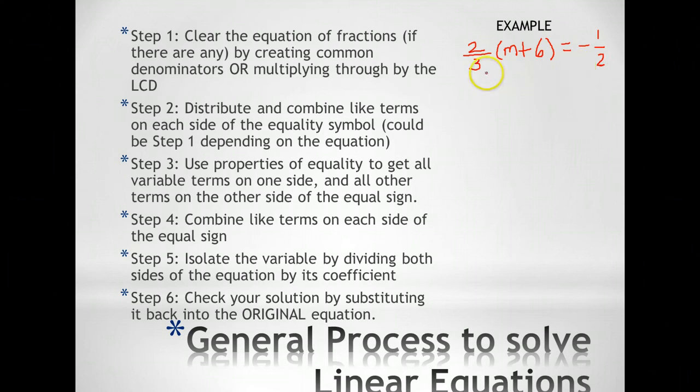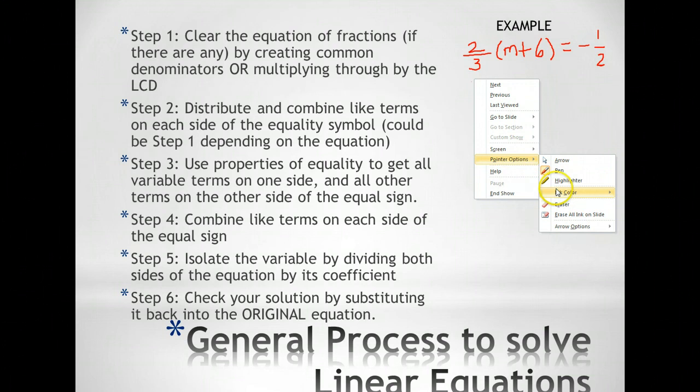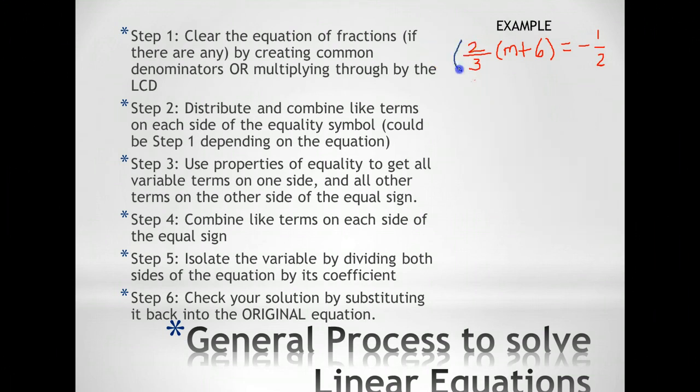Since I have a 3 on the left as the denominator and a 2 on the right, my least common denominator is 3 times 2, which is 6. So I'm going to take my entire equation, and I'm going to change my pen color so you can see what I'm doing here, and I will multiply through by 6. So that means I'm going to take my entire equation and multiply the whole thing by 6. You can also write it as 6 over 1 if that helps you. So when I do that, that means I distribute it to every term.